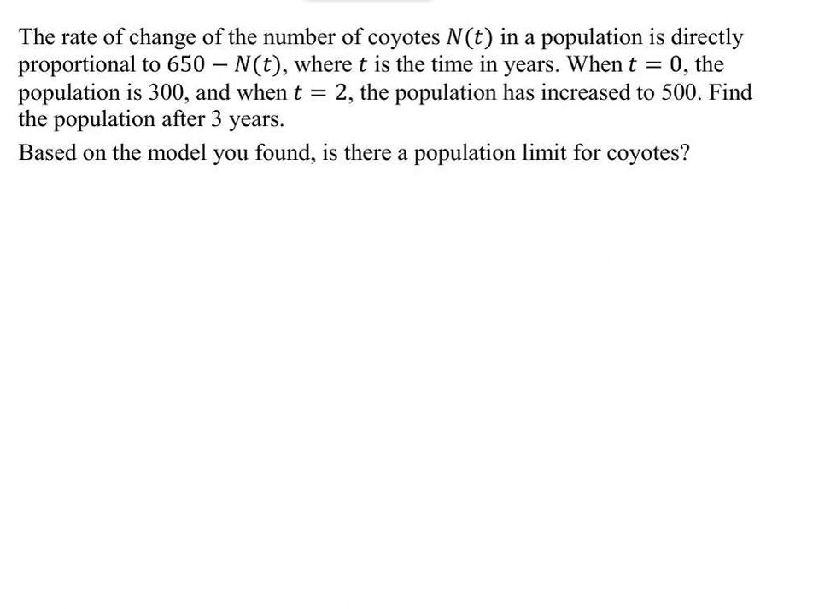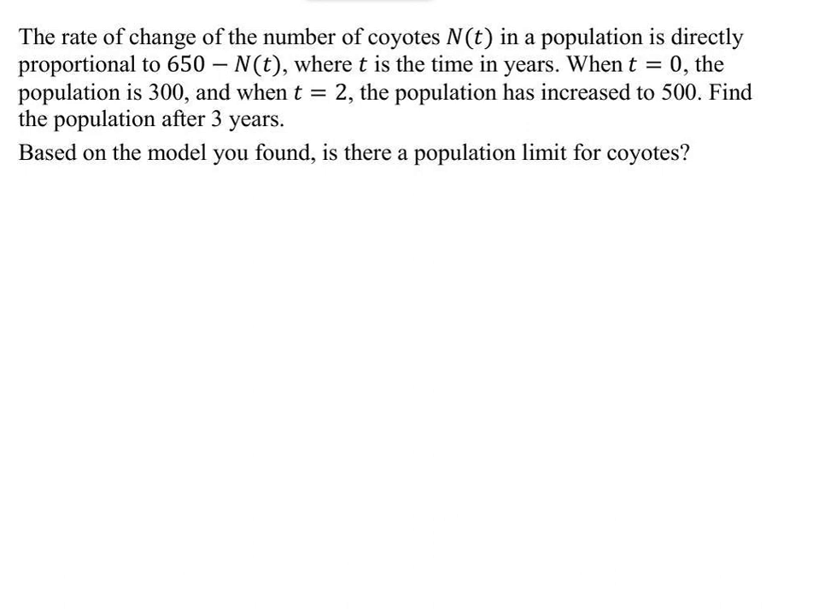Okay, an applied problem finally. The rate of change of the number of coyotes, n of t, in a population is directly proportional to 650 minus n of t. Were the coyotes down by the creek? The coyotes were not down by the creek. They were on the roof. Where t is the time in years. When t equals 0, the population is 300. When t equals 2, the population has increased to 500. Find the population after 3 years.